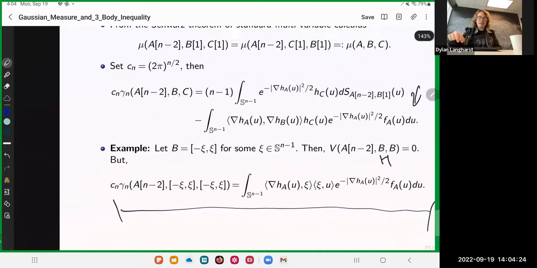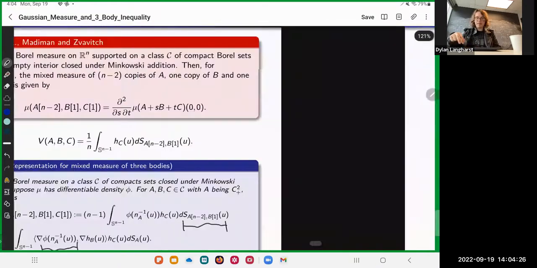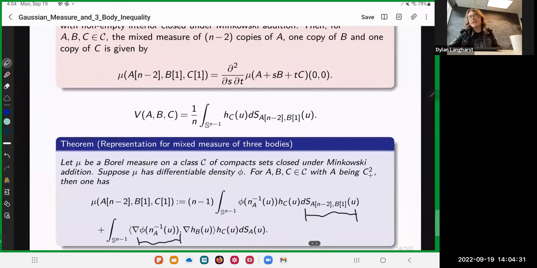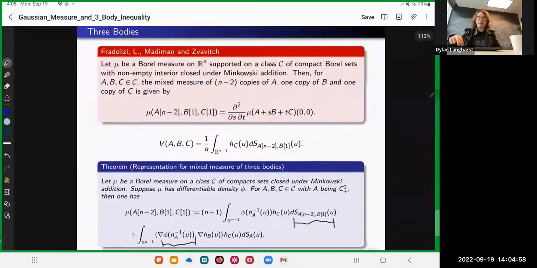Oh, I should have mentioned a little bit back here that in order to take the calculation, we had to assume A was C2 plus, so we could treat the inverse Gauss map as a function. But you can actually drop that requirement in some sense, because you can approximate any convex body by C2 plus bodies, and you can show that the limits will exist, but we're not quite sure what the limit will go to. Like, what's the formula for the resultant guy? So we just leave it as, here's what it is for C2 plus body. But when A is C2 plus, B and C can be anything, any convex body.